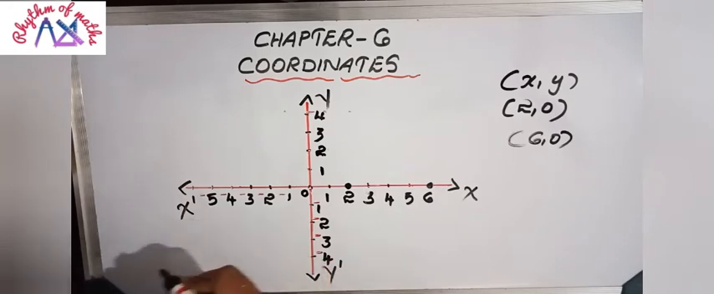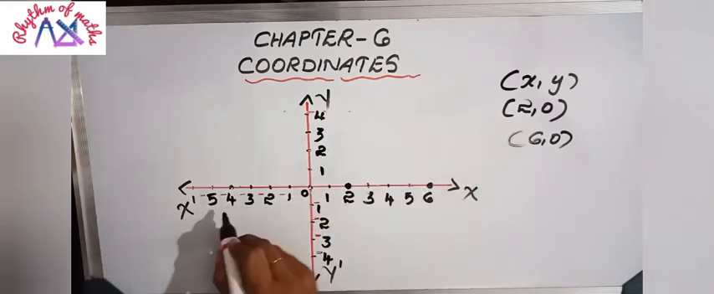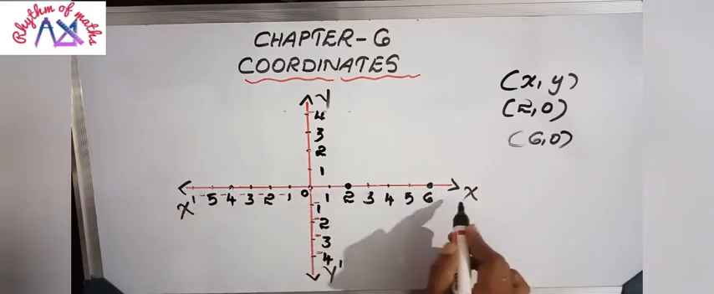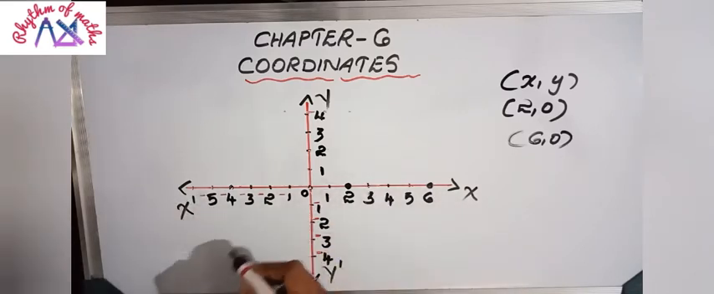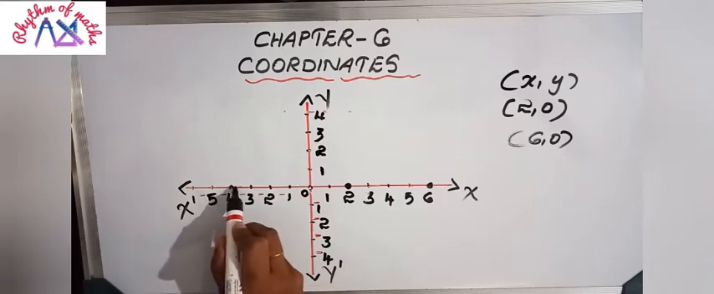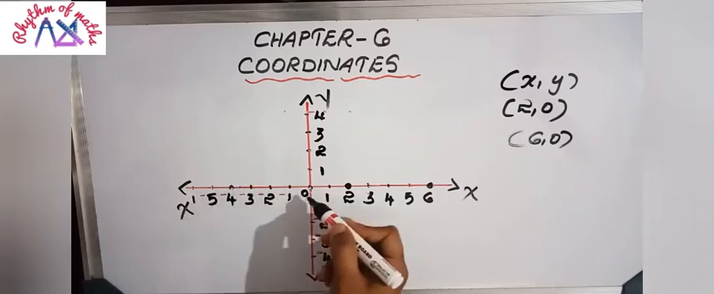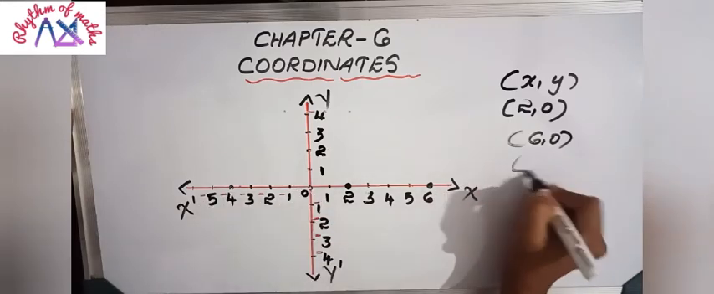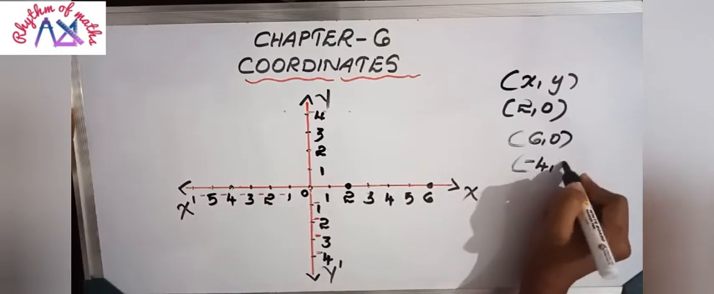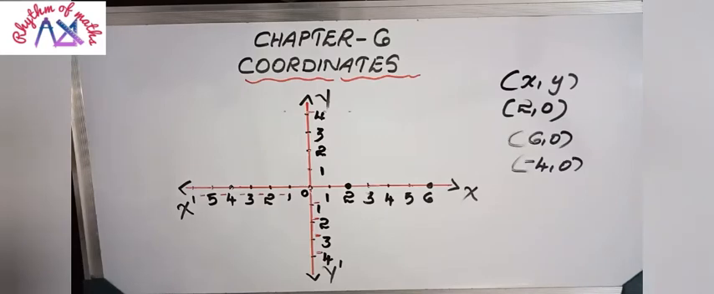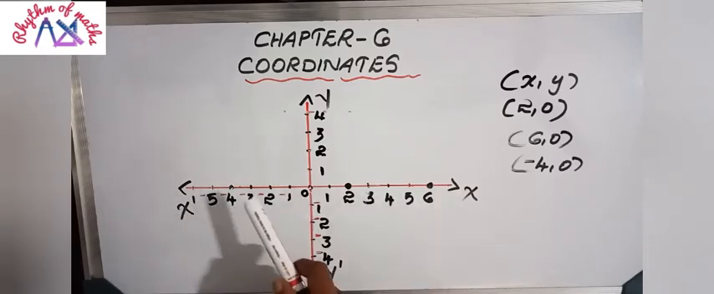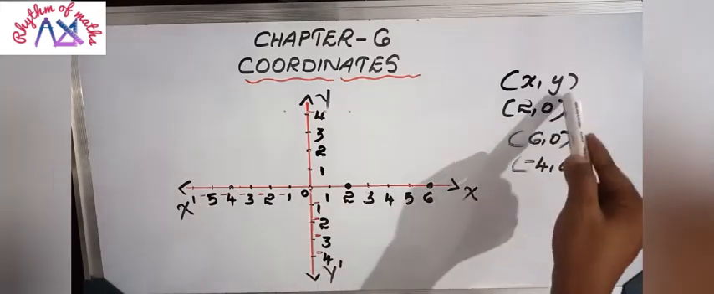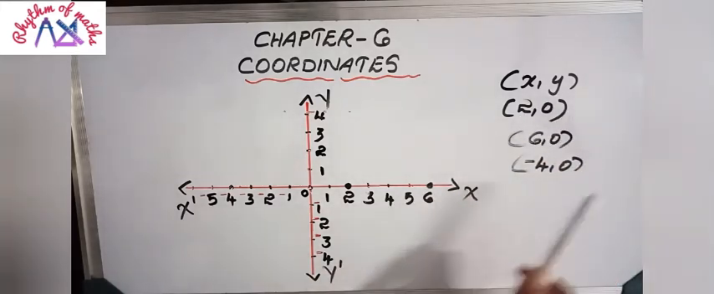Same towards the left also. If a point is here, minus 4, minus 4 is on the horizontal line, that means the x-axis. So for minus 4, for the y coordinate towards y we need to draw a perpendicular line, that is already there. So here also the y coordinate is 0. The coordinate will be (-4, 0). That means any point on the horizontal line, on the x-axis, has y coordinate 0.